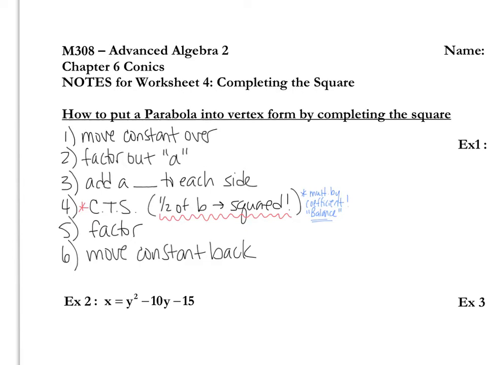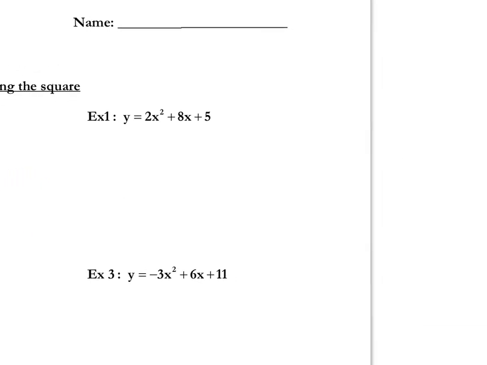Now I'm going to zoom over to example number 1, and I'm going to follow these steps in order, okay? So moving over to example number 1. The first thing is to move the constant over. And so the constant would be this 5, and that's the same thing that we did last semester when we completed the square. So I'm just going to subtract the 5 from both sides, and it's going to be y minus 5 on this side, just because I'm moving the 5 over. So that's just going to leave me with 2x squared plus 8x on this side.